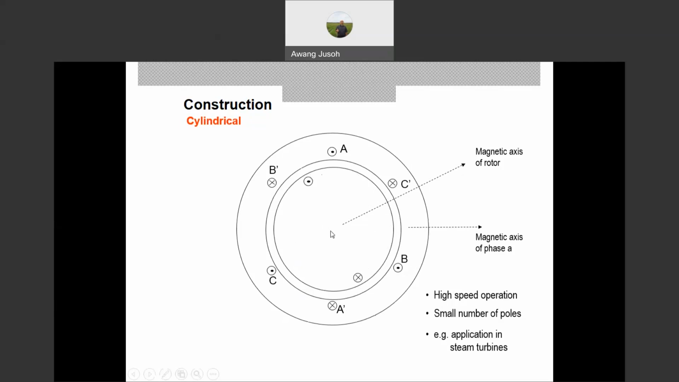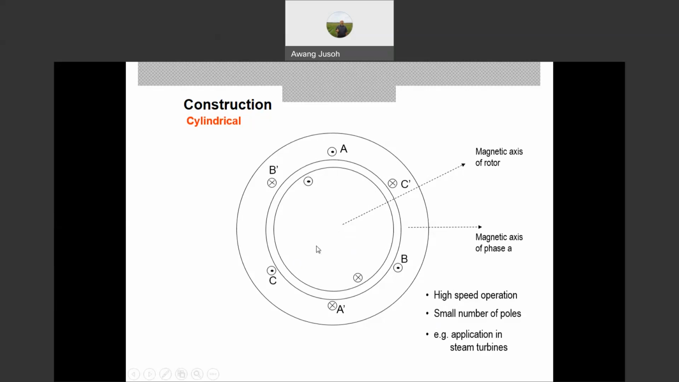Similar to before, we have the axis for phase A, and the axis for the rotor side. The angle between the two axes is theta degrees. Normally, this kind of machine is used for high speed operation, where the rotor moves very, very fast. Normally, it is driven by a prime mover based on a steam turbine or gas turbine.